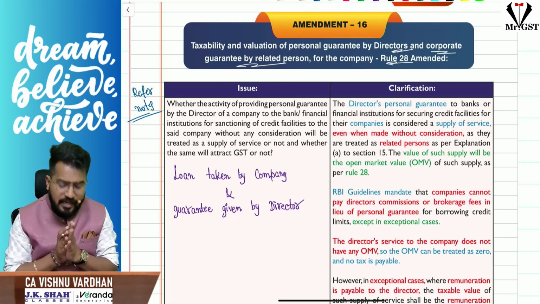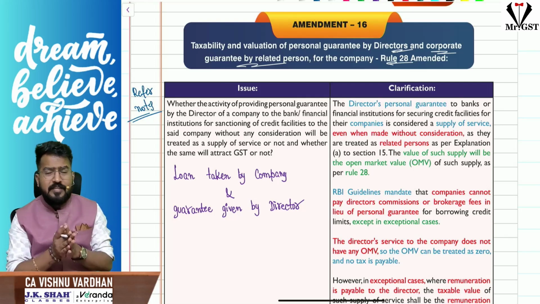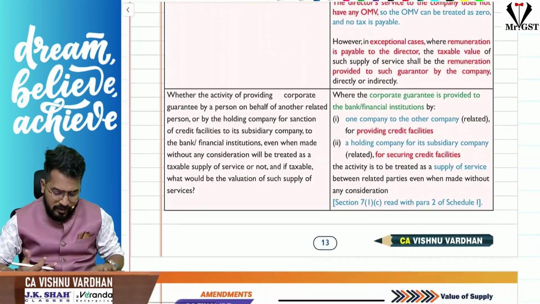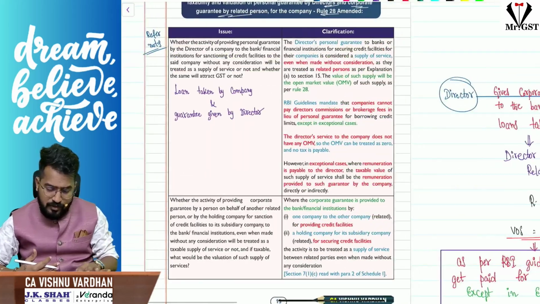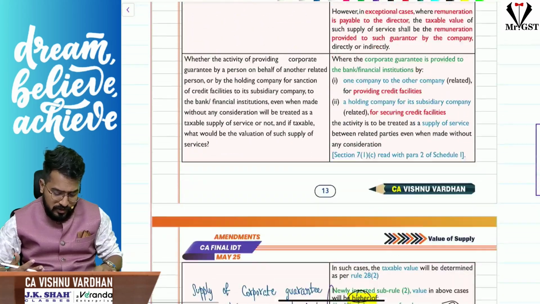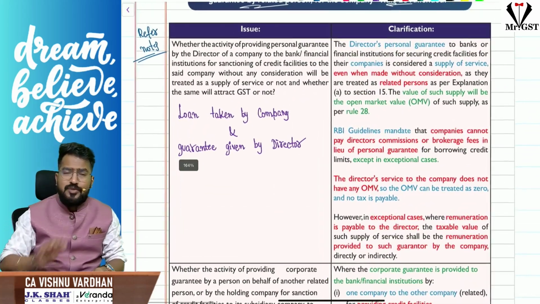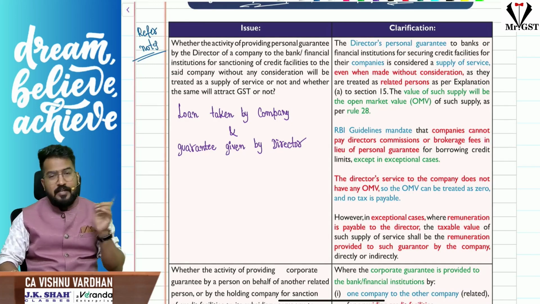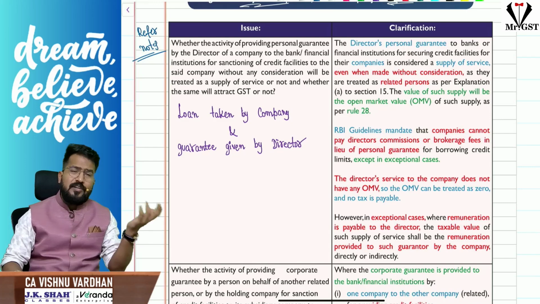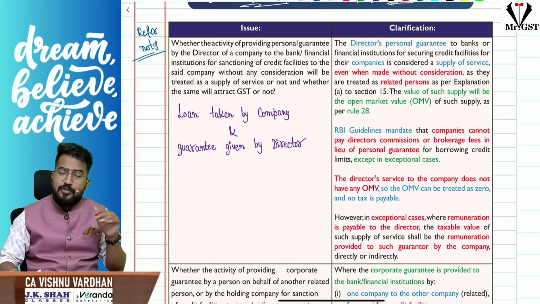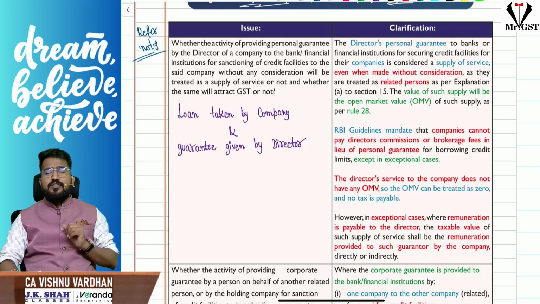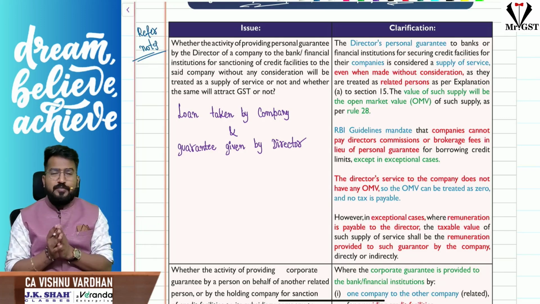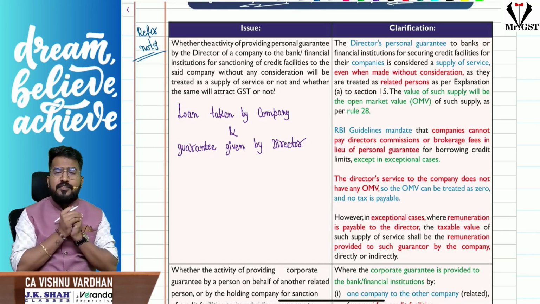Right guys, the next clarification is regarding the guarantee given by the directors or the corporate guarantee. I have given notes here separately, and an example also, for your better understanding. One situation is where the company is taking the loan and the director is giving the guarantee. Next situation, the company is taking the loan and another related person, another company, is giving the guarantee. We call it a corporate guarantee. In such cases, because they are related persons, whatever is happening between them is a supply, and there should be GST on that. For charging the GST, there should be a value of supply.